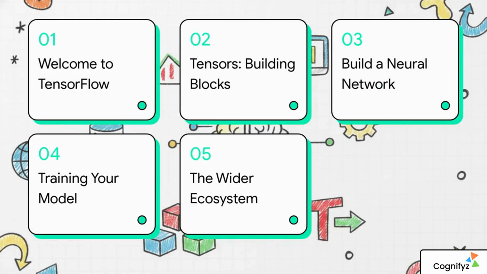So here's our simple roadmap for today. First, welcome to TensorFlow. Second, tensors, the building blocks. Third, building a neural network. Fourth, training your model. And finally, number 5, the wider ecosystem. All right, let's get into it.